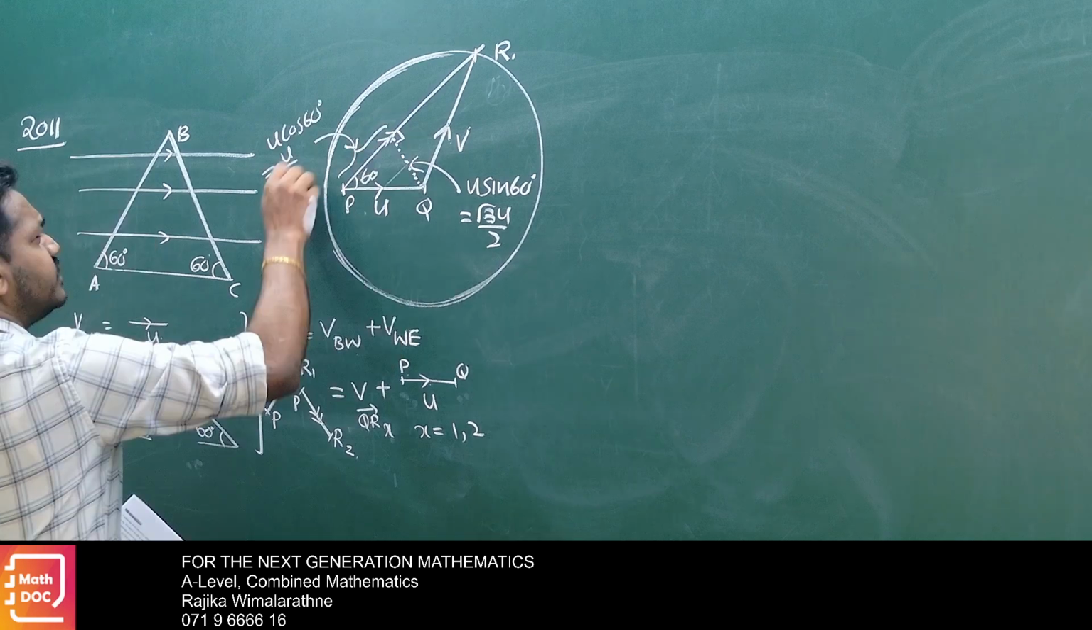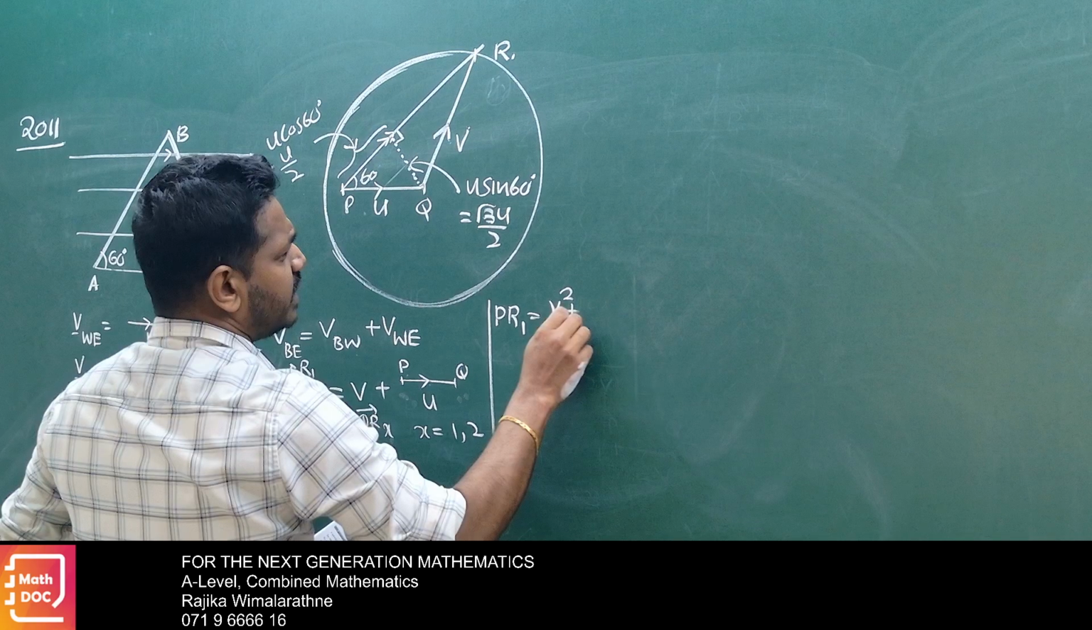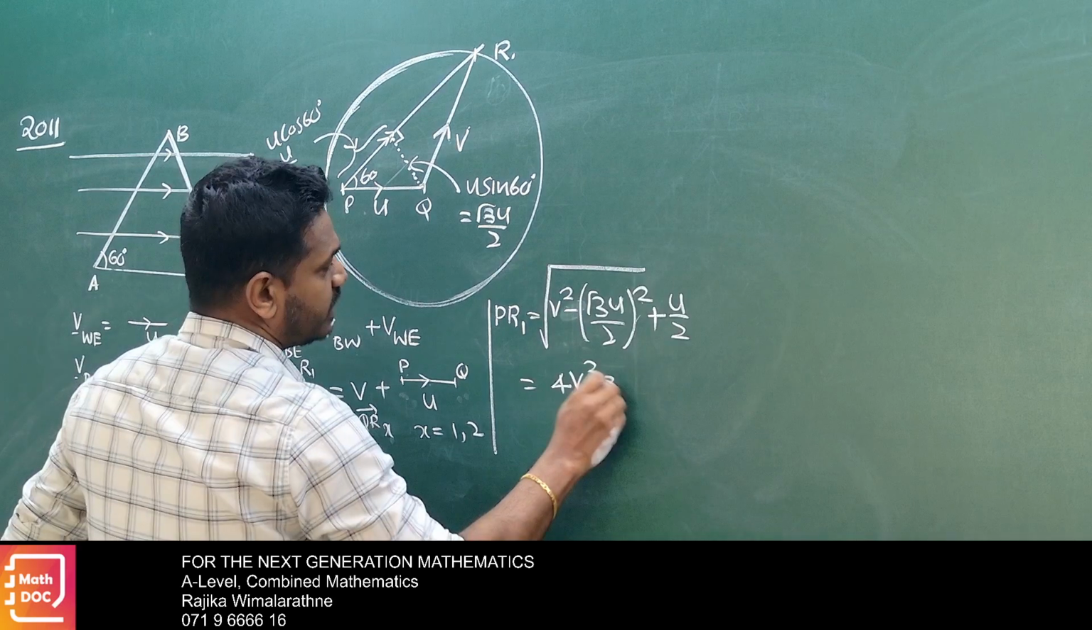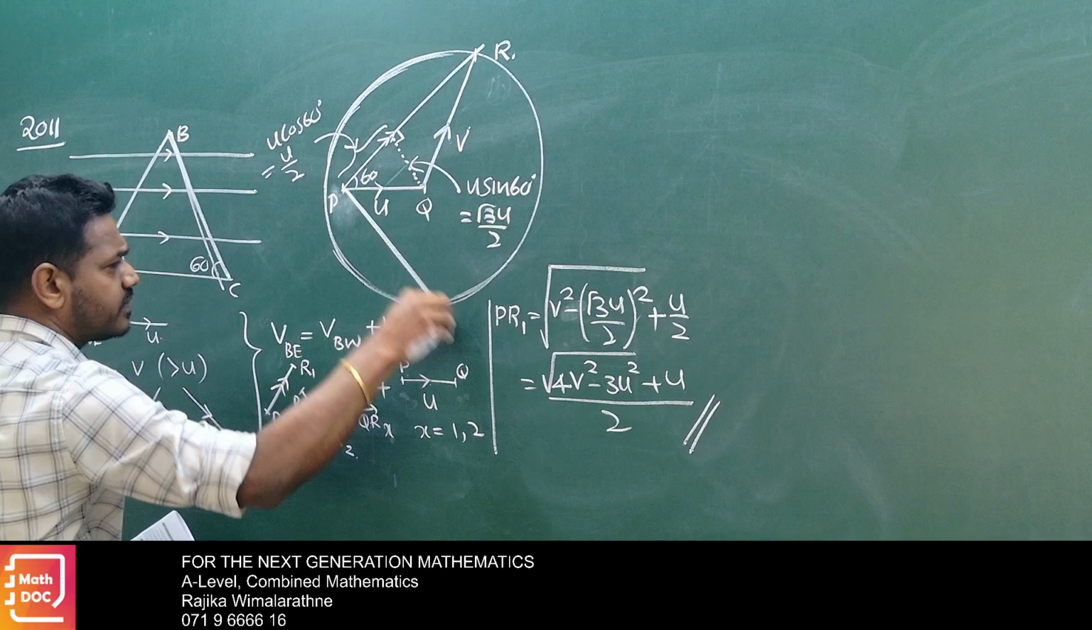Then you can find PR, no? PR1, apply the Pythagorean theorem for this and add U over 2. Then V squared minus (root 3 U over 2) squared, square root, plus U over 2. Then we get root of 4V squared minus 3U squared, plus U, divided by 2. Here PR1. Then for B to C motion, PR2. Here take P. Then this is R2.